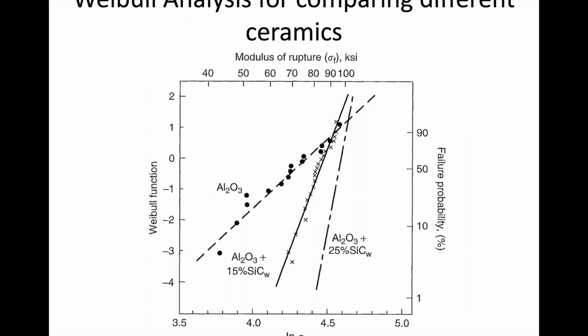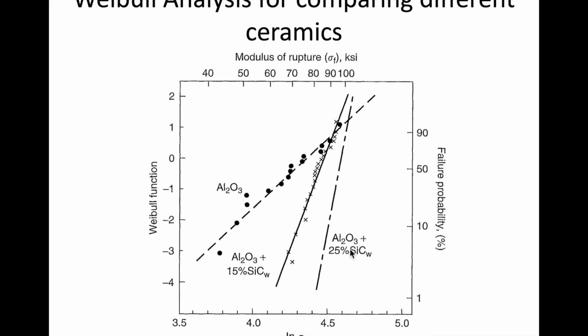All right, so let's see if we can use this Weibull analysis to compare different ceramics. So again, this is our classic Weibull plot. It's that linearized version. The x-axis is a measure of strength, the natural log of the strength. And then this Weibull function is a factor of the failure or survival probability. This one's given as failure. So up here, it's very likely to fail, and down here, a very low likelihood of failure.